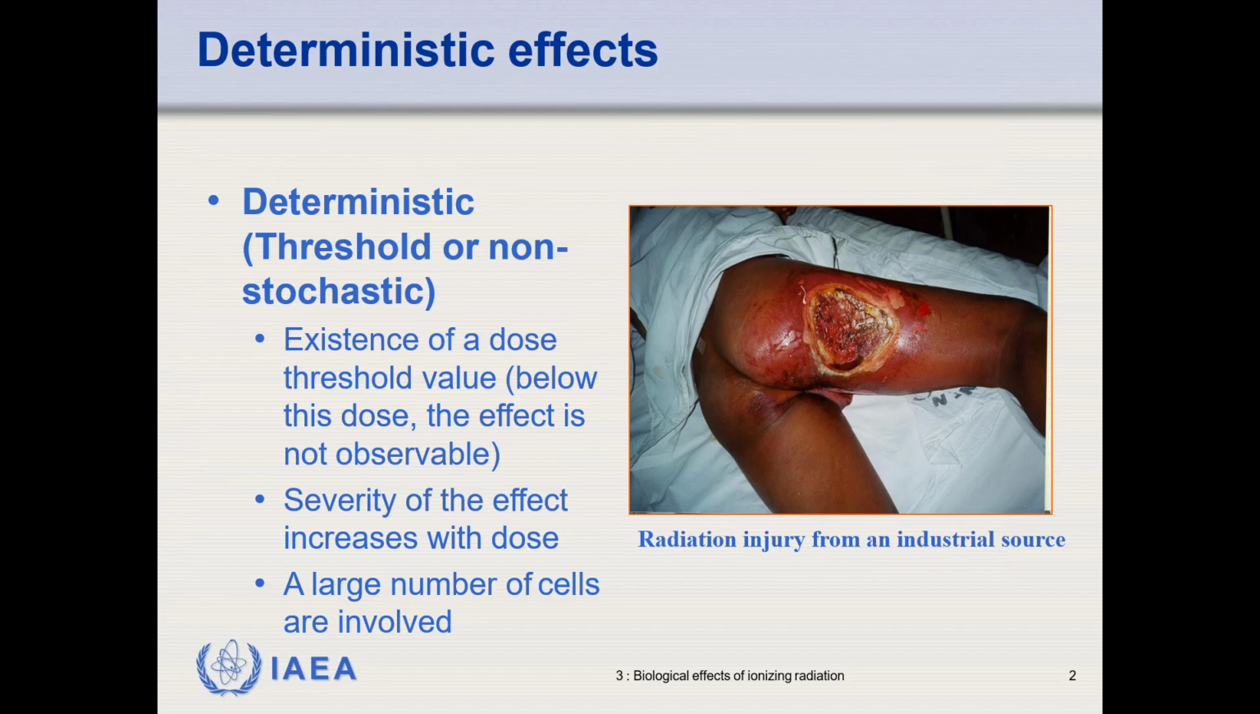So, ayan, deterministic, threshold, or non-stochastic. So again, meron threshold, okay? When the dose is below the threshold value, there will be no effect observable. Okay? So the severity of the effect increases with the dose. Okay. A large number of cells are involved. So kung makikita nyo, radiation injury from a industrial source. Diba? Kinain na yung laman. Halos makita na yung bone. So, ganyan kalala yung pwede nating makuhang injury kapag hindi tayo mag-iingat using those machines that produces radiation.